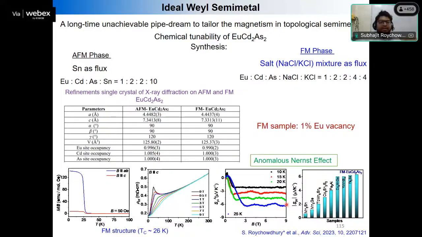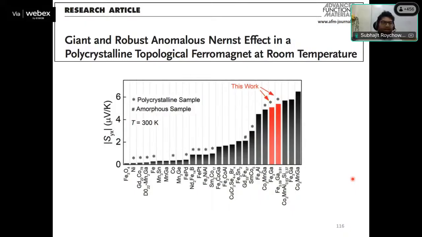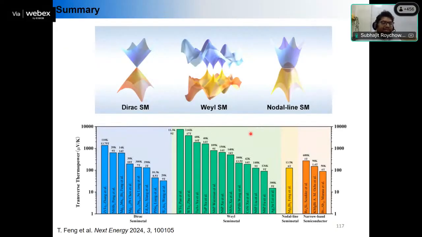And then we measured the Nernst effect, and it shows a value close to 6 microvolt per Kelvin, which is comparable with other topological materials. Other literature also shows that single crystal as well as polycrystalline samples can also realize a large transverse thermopower. So this is the summary of this series.